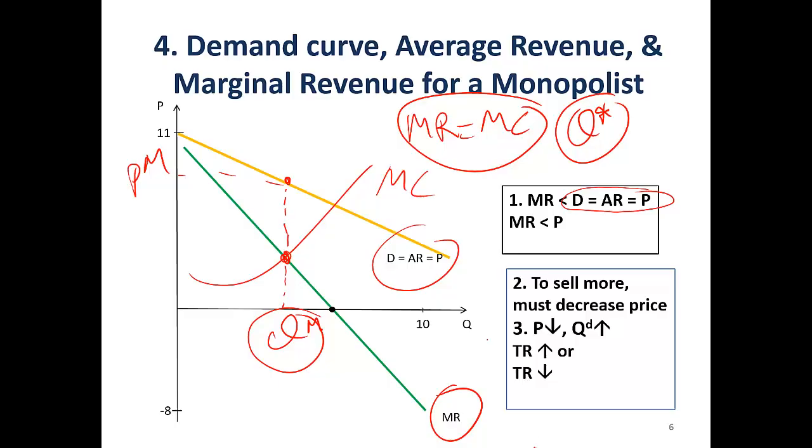To sell more, if a monopolist wants to sell more output, it must decrease the price. When you decrease price, we know that quantity demanded will go up. However, remember the elasticity chapter, total revenue may go up or down. And this concludes part 2.